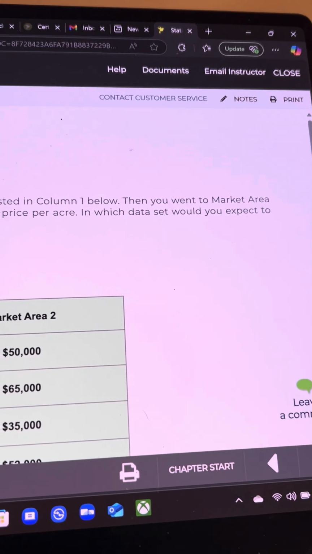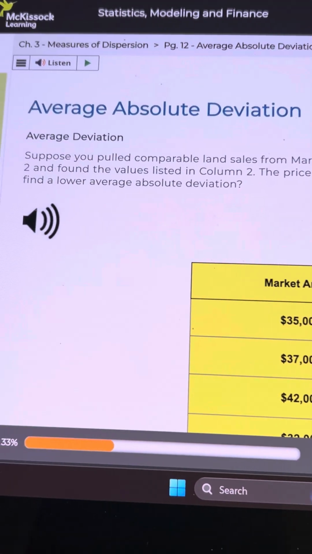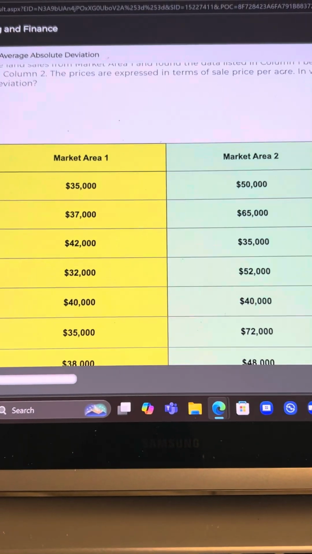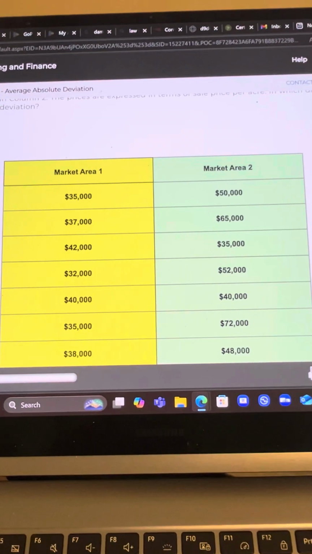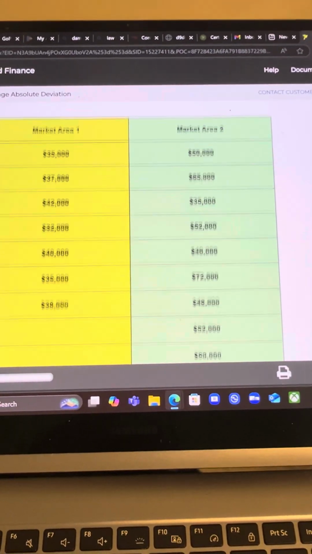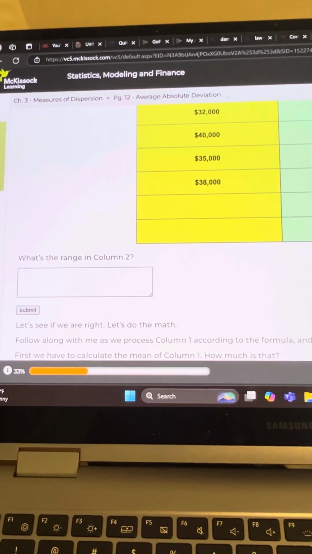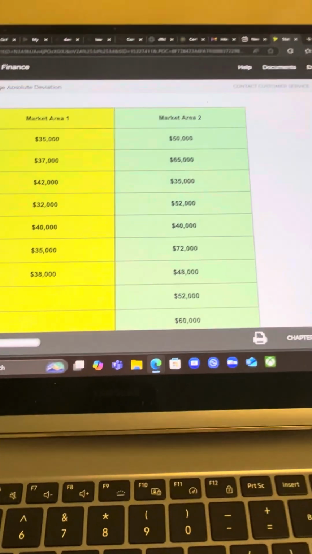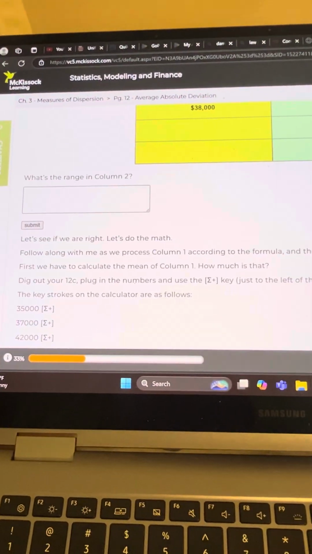In which data set would you expect to find a lower average absolute deviation? Column 1 shows market area 1, 35,000, market area 2, 50,000, and so on. What's the range in column 2? Let's see if we are right.